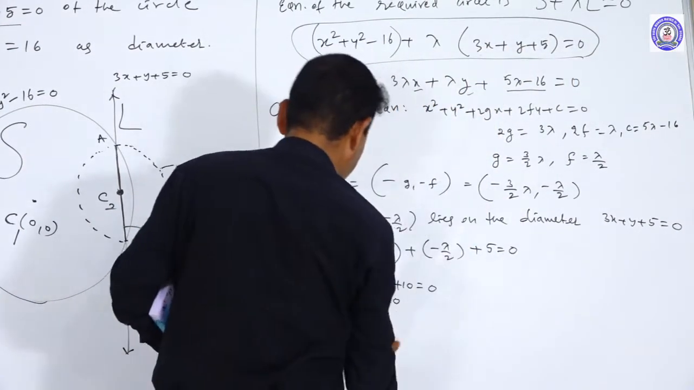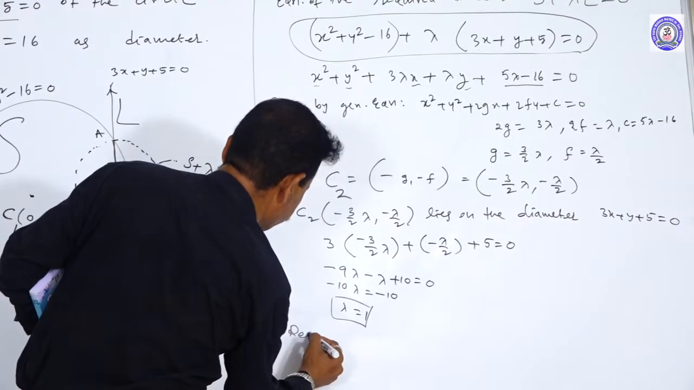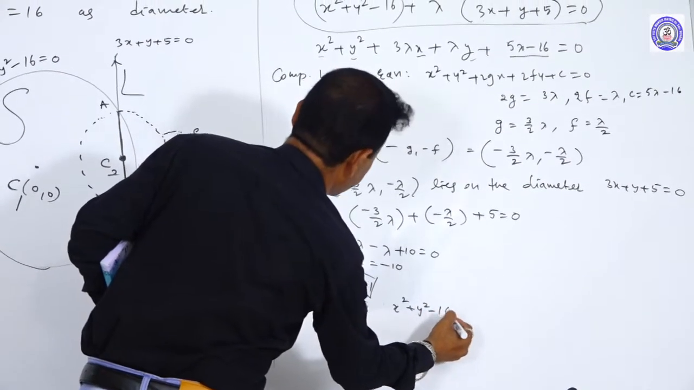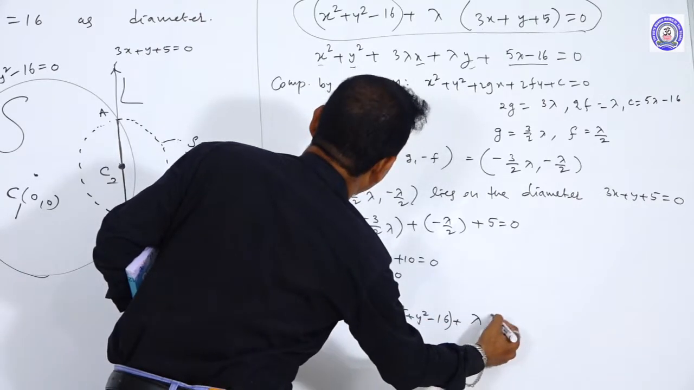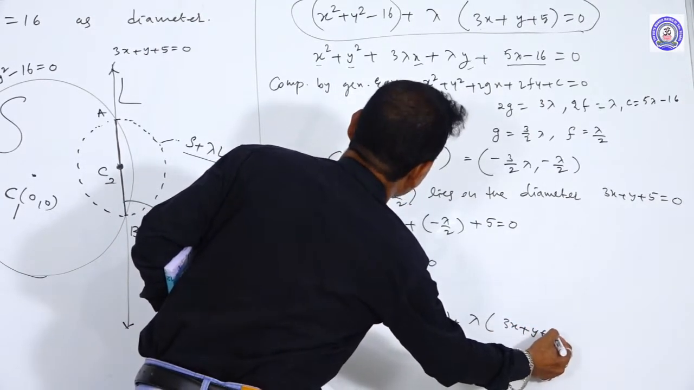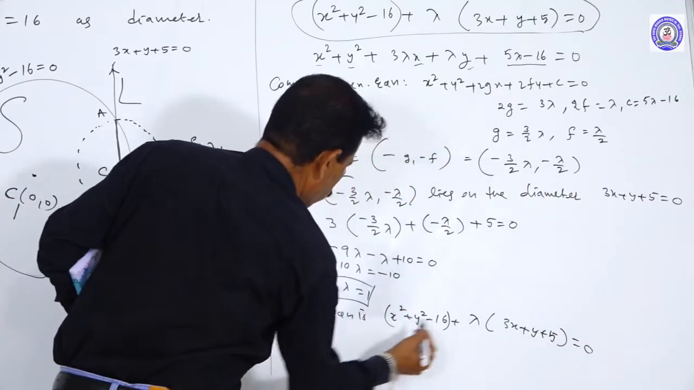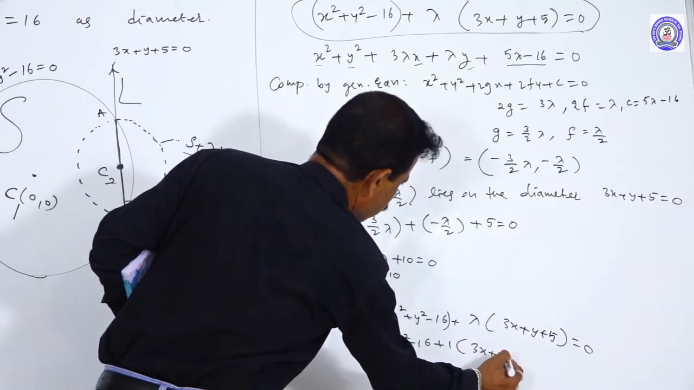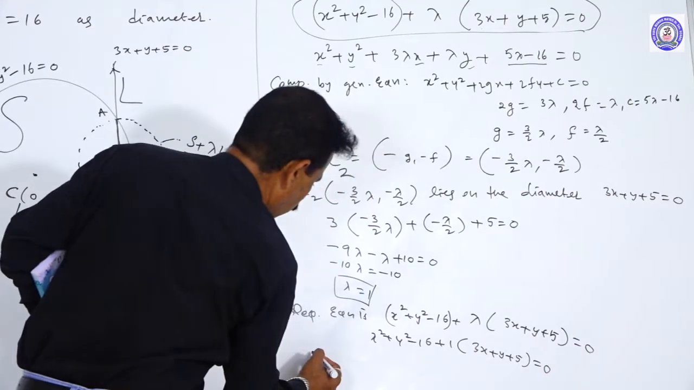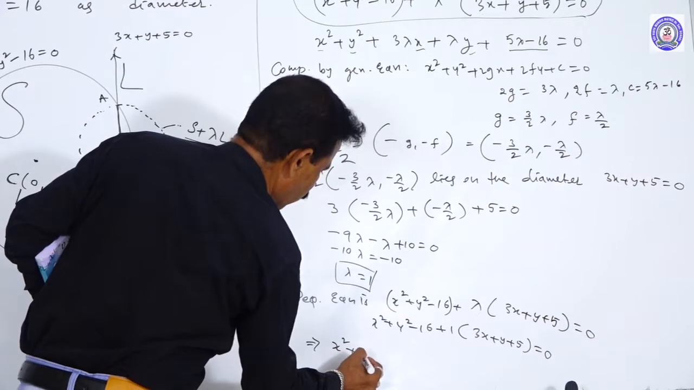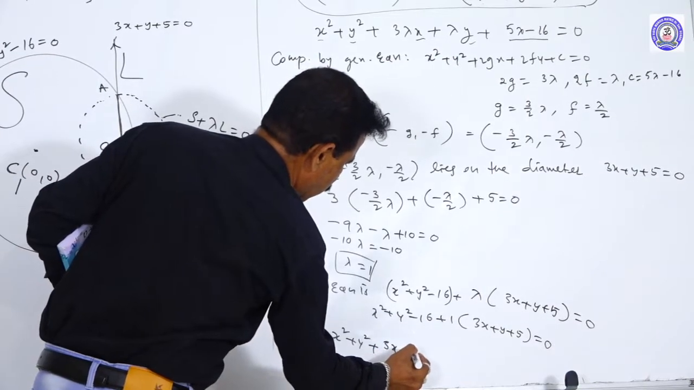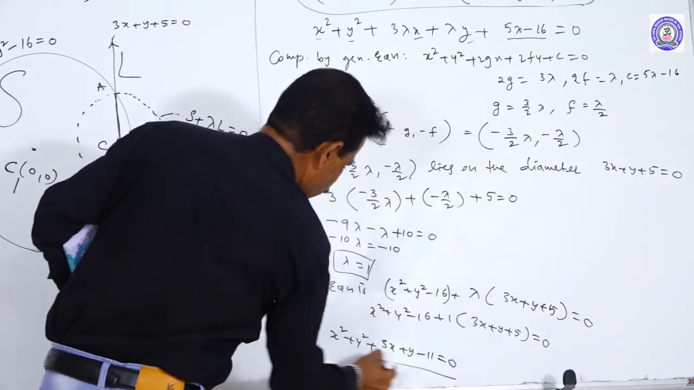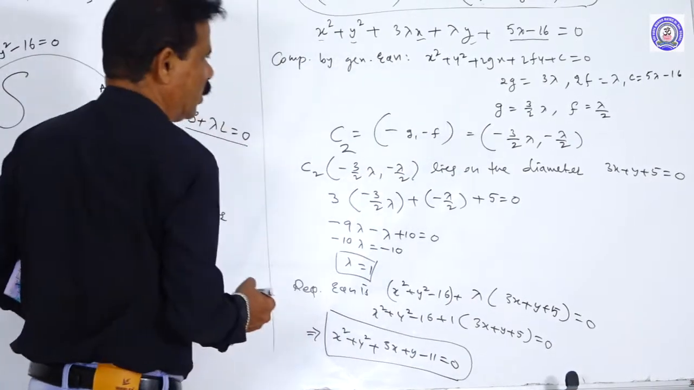We substitute lambda value here. So the required equation is x square plus y square minus 16 plus lambda into (3x plus y plus 5) is equal to 0. Lambda is equal to 1, substitute here: x square plus y square minus 16 plus 1 into (3x plus y plus 5) is equal to 0. This implies x square plus y square plus 3x plus y, constant minus 16 plus 5 is minus 11, is equal to 0. This is the required equation.